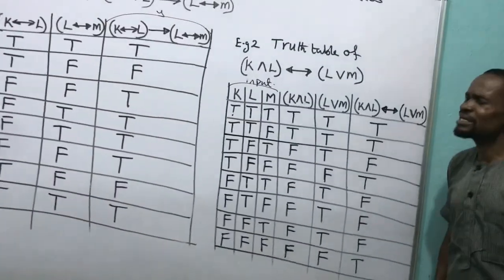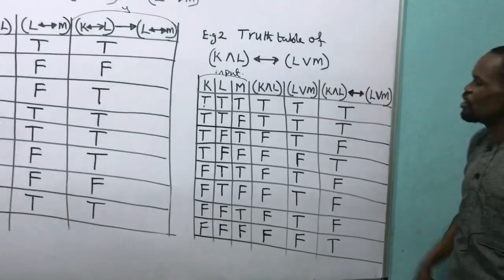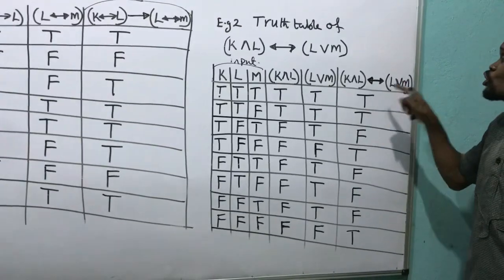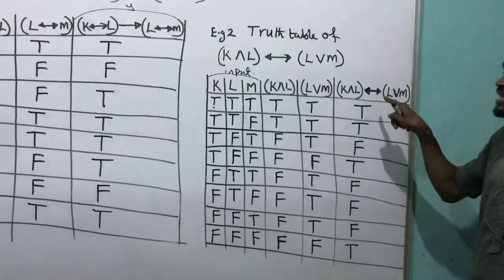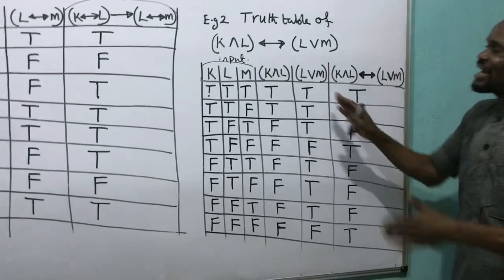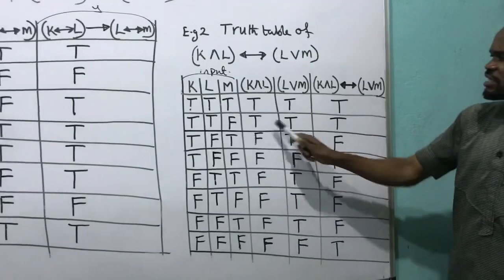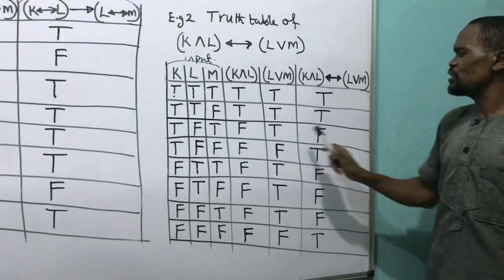And what is his characteristics? He acts like an AND gate. That means he does what? Multiplication. But he changes what? False false to the word true. That's what this man does. He acts like an AND gate, but he changes false false to the word true. But other thing is multiplication. What does it mean? T times T will give me T. False times T will give me false.